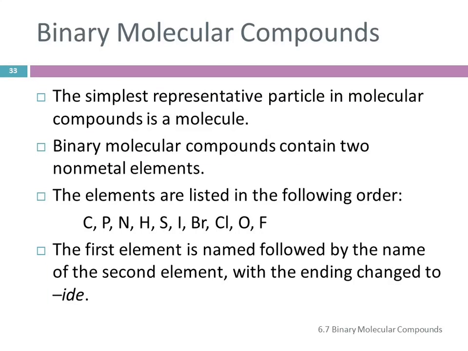Binary molecular compounds contain two nonmetal elements, and those nonmetal elements are going to form molecules. With the ionic compounds, we listed the metal first, the cation first, and then the nonmetal. In molecular compounds, IUPAC has established an order in which elements should be listed, and this is the official order: carbon, phosphorus, nitrogen, hydrogen, sulfur, iodine, bromine, chlorine, oxygen, fluorine.